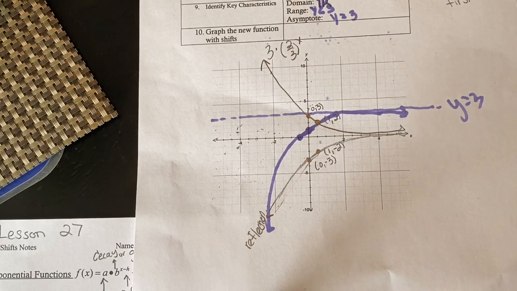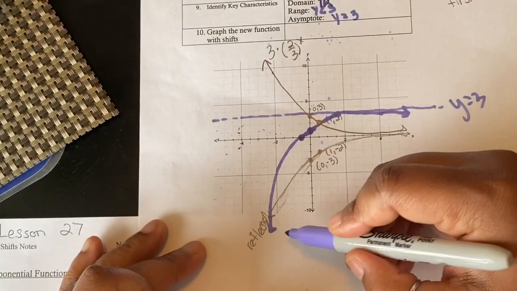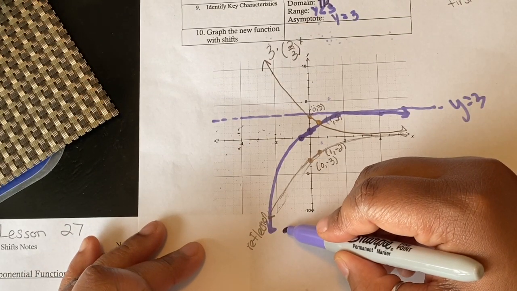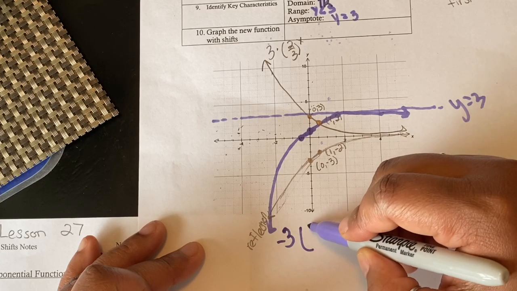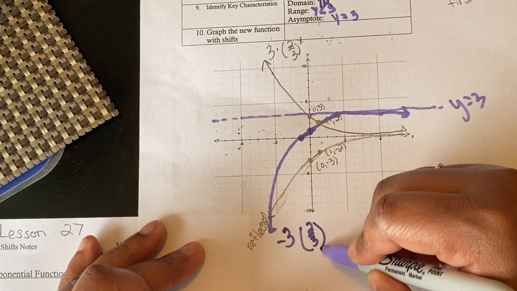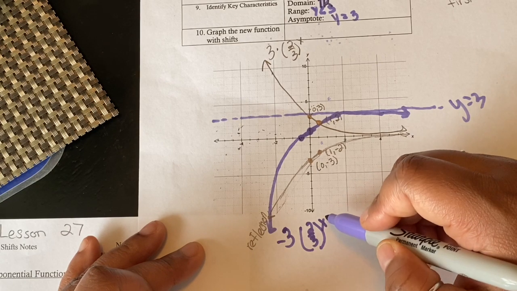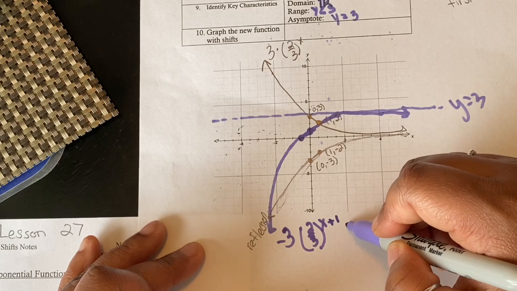Let me write what it is. Our final graph is -3 times (2/3) raised to the power of (x + 1), plus 3.